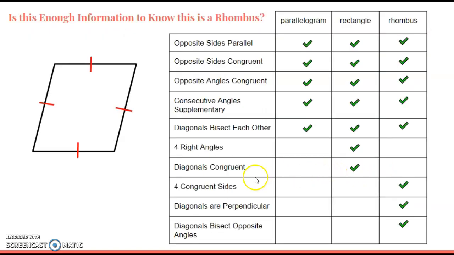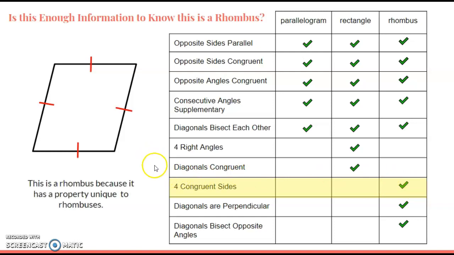Well, let's bring up the chart. What do we know about this? And I can see that it has 4 congruent sides. Each side here has 1 tick mark, meaning that they are all congruent to each other, so there are 4 congruent sides. That is indeed a property of a rhombus, and just a rhombus, so this is enough information to know that it is a rhombus. This is a rhombus.